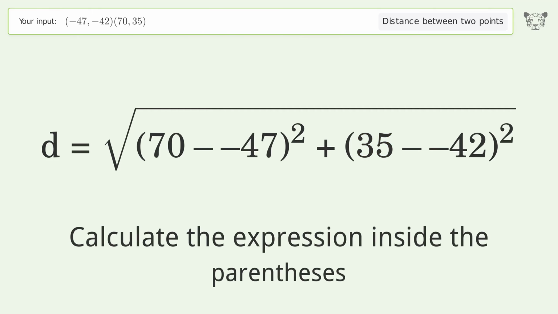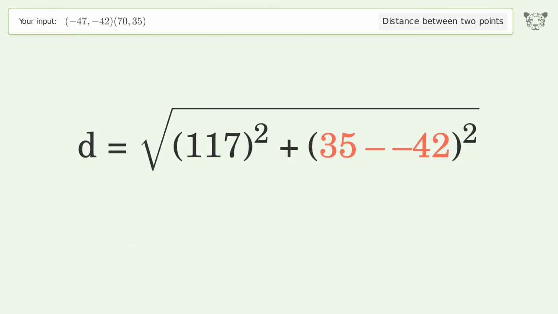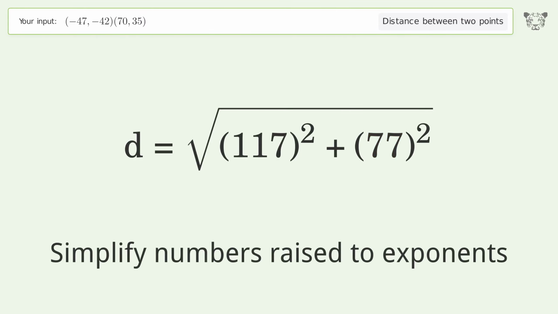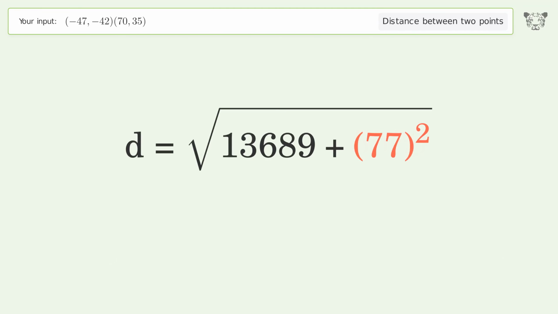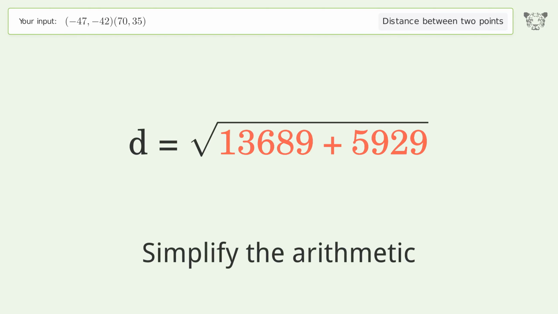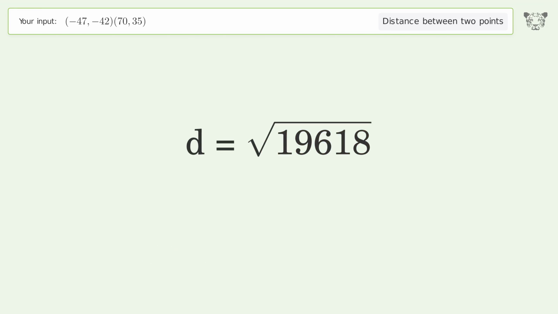Calculate the expression inside the parentheses. Simplify numbers raised to exponents. Simplify the arithmetic. And so the distance between the 2 points is the square root of 19,618, or 140.064.